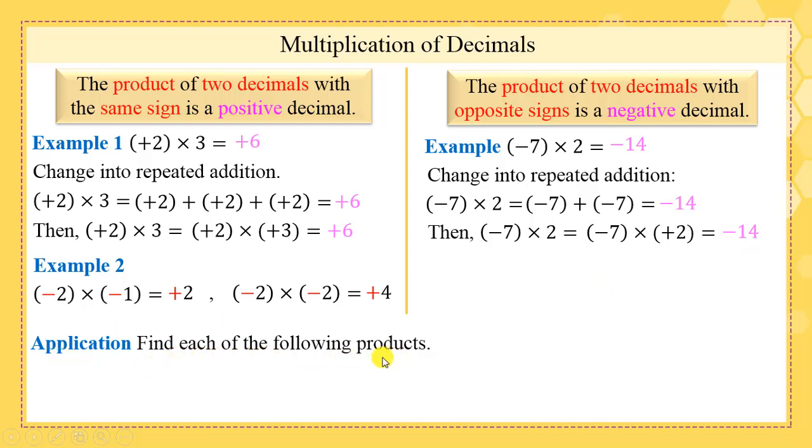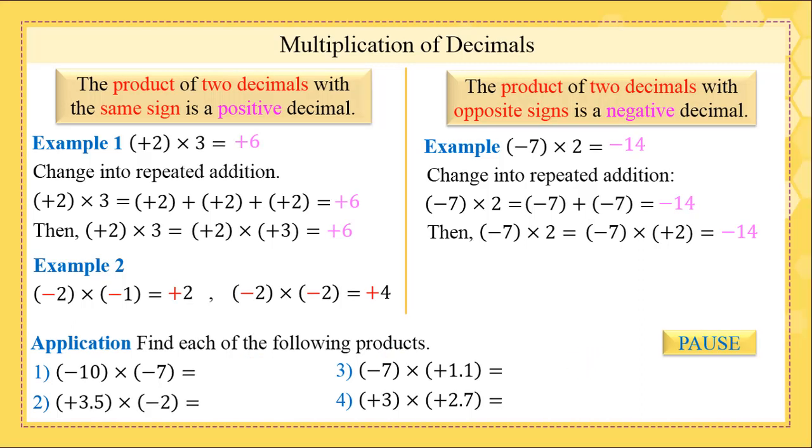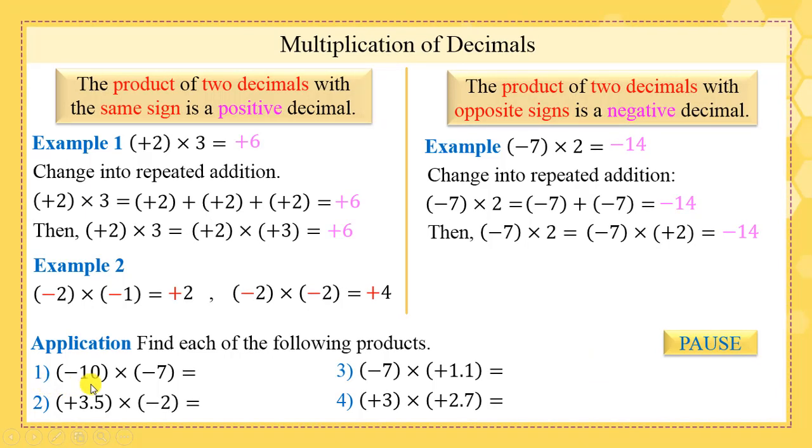Application. Find each of the following products. Please pause this video and try to solve the application. Part 1. Negative 10 times negative 7. The product of two decimals with the same sign is a positive decimal. Very good. 10 times 7 equals 70.